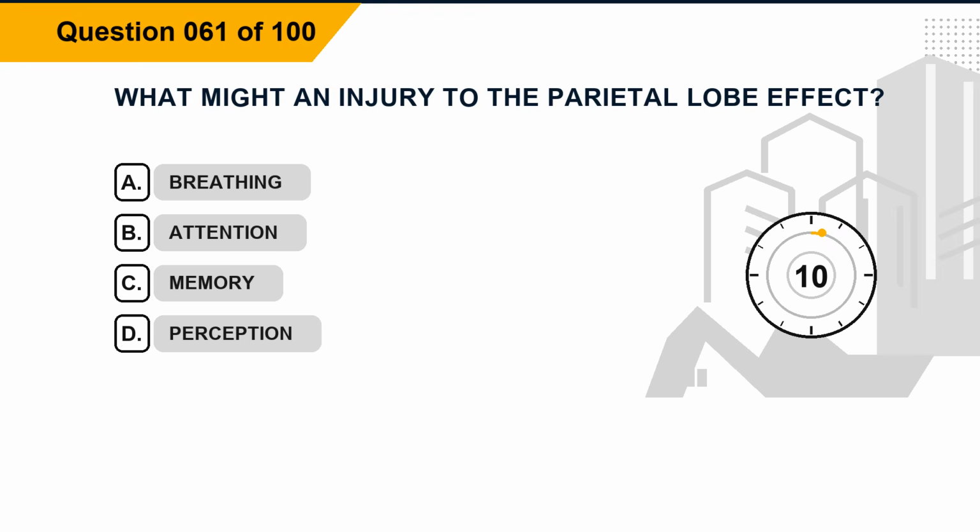Question 61. What might an injury to the parietal lobe affect? Option A, breathing. Option B, attention. Option C, memory. Option D, perception.